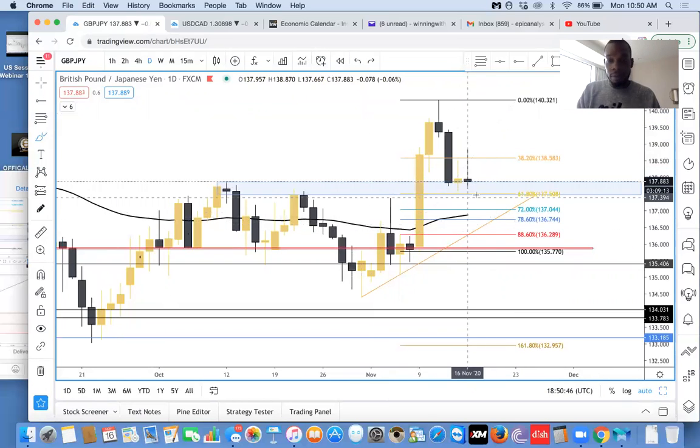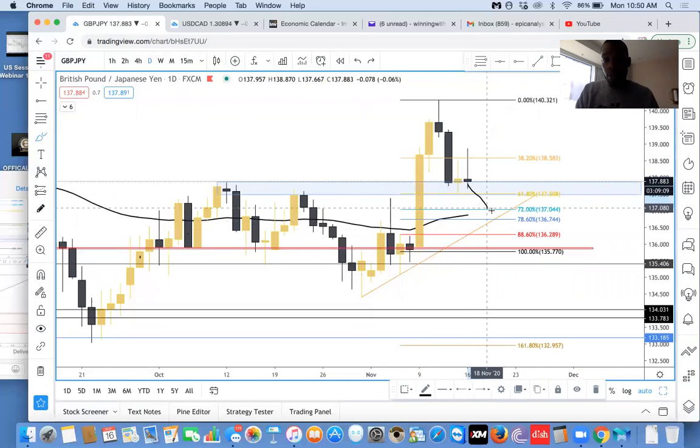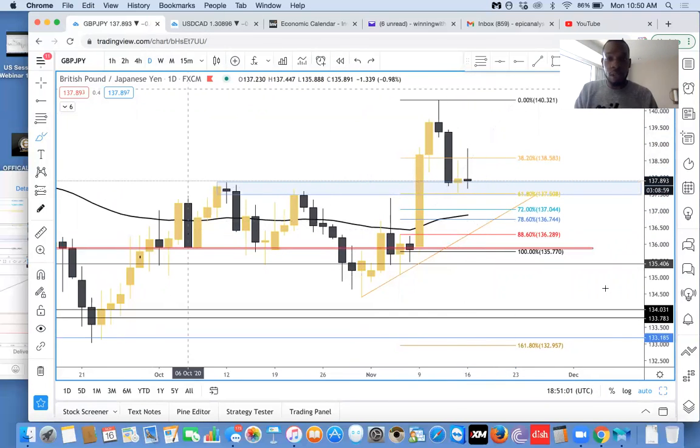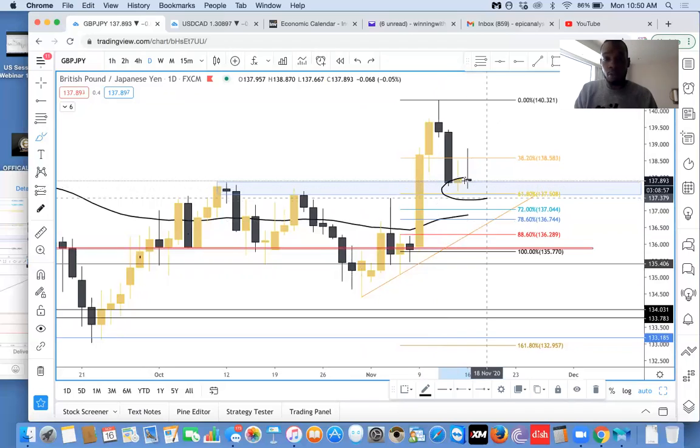But even with this move, the market could still drop lower and still be within the uptrend. So the market could still drop towards 137 and still push up because it's still within structure. You see what I'm saying? It's just that when you look at it on a smaller time frame, it's looking like it's starting to find support within this region.